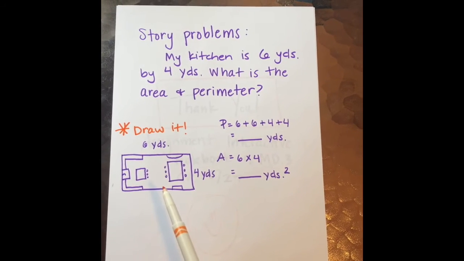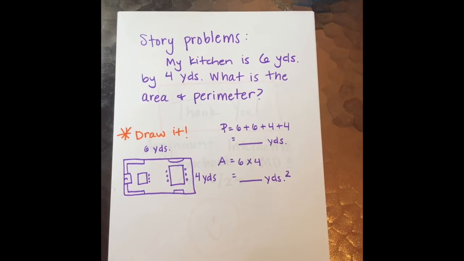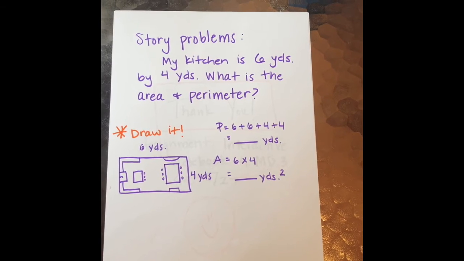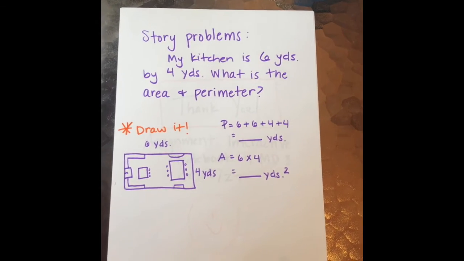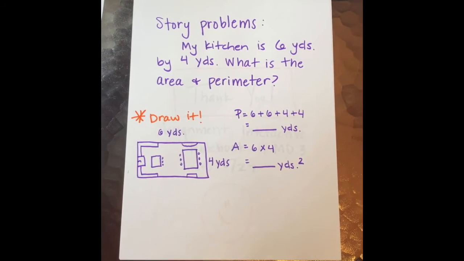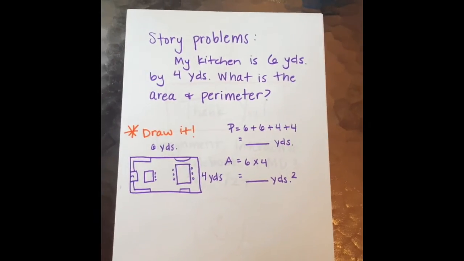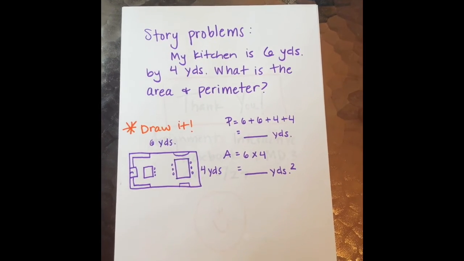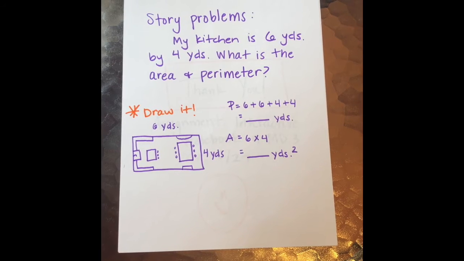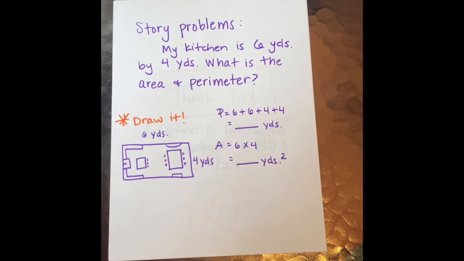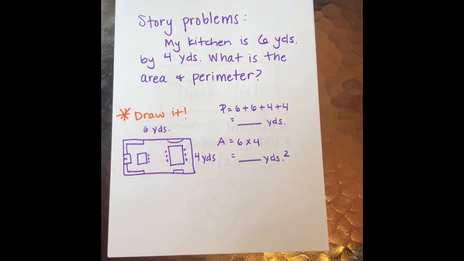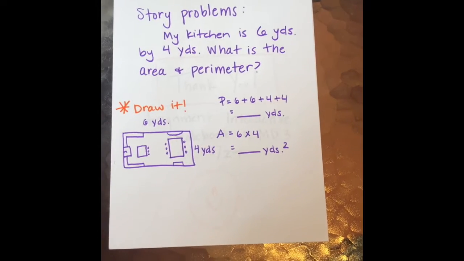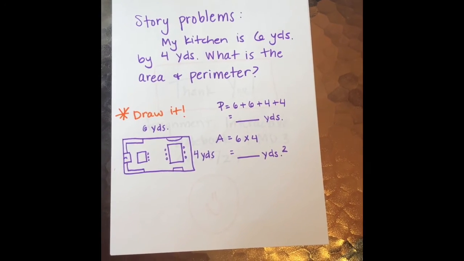Here we have just a rectangle. My story problem says, my kitchen is 6 yards by 4 yards. What is the area and the perimeter? I kind of drew my own little demo of my kitchen. That's my biggest advice with story problems, doing area and perimeter, is to simply just draw it out. I'm a visual learner, so I think that it is super helpful to see it, and it makes it really easy to solve.